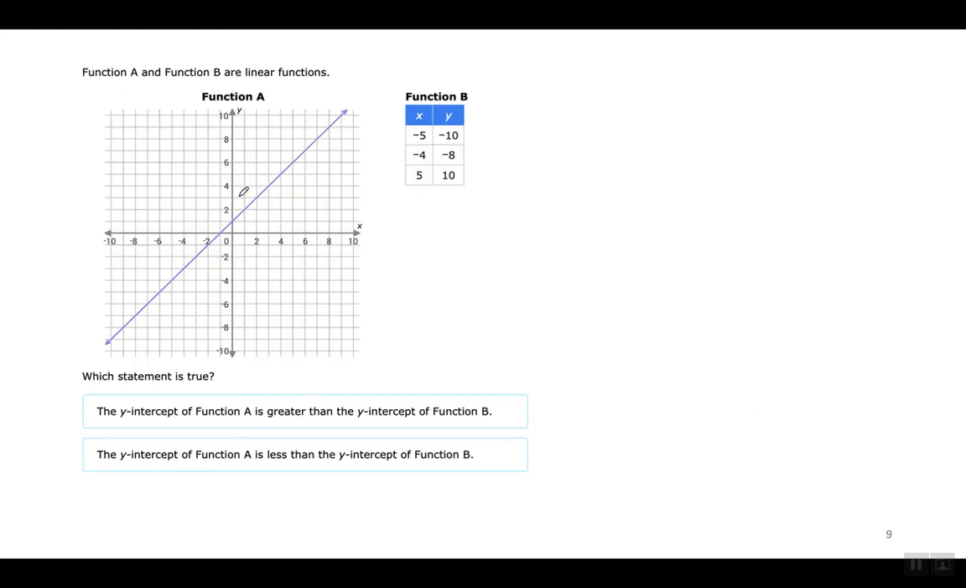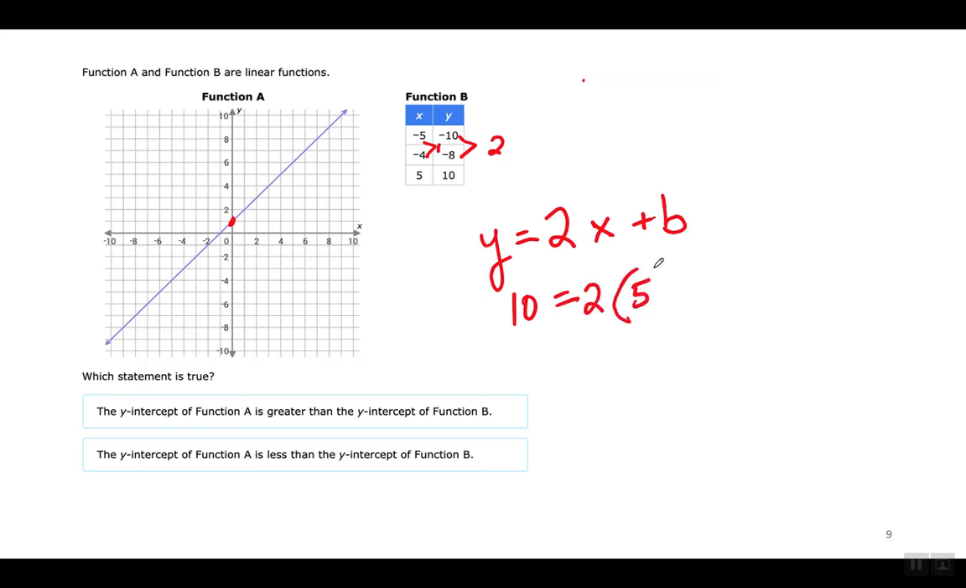Alright, in this one, we're comparing the y-intercept. Estamos comparando el y-intercept. So for function B, I'm going to first get the slope. The slope is going to be 2 over 1, which equals 2. El slope para función B es 2. Alright, so I got this, y equals 2x plus b. In order to find out what b is, I'm going to substitute any xy pair that you have here. I'm going to use 5 and 10 because they're positive and it should make it easier. Okay? Para encontrar el valor de b, voy a substituir el 5 y el 10 para x y y.